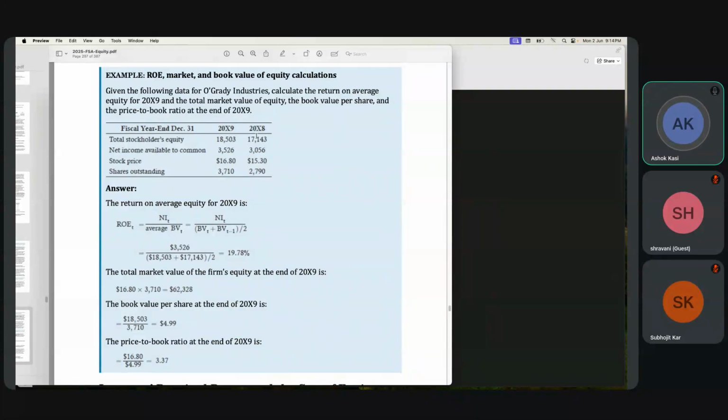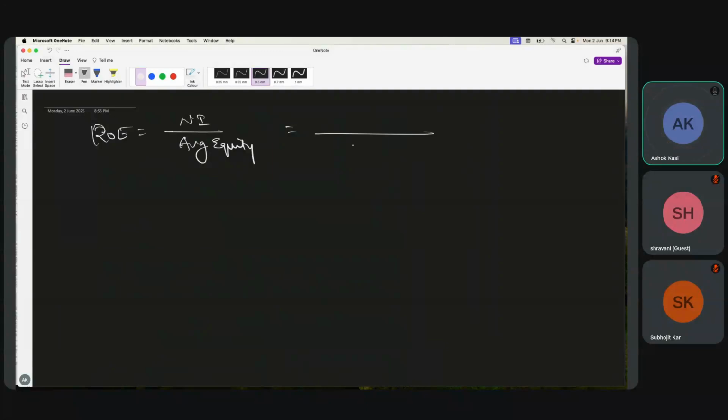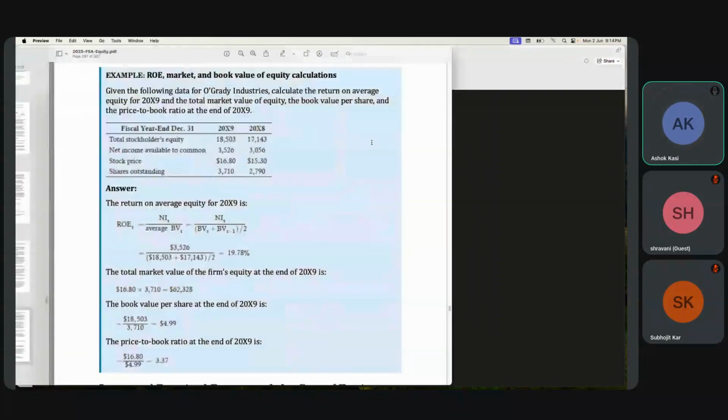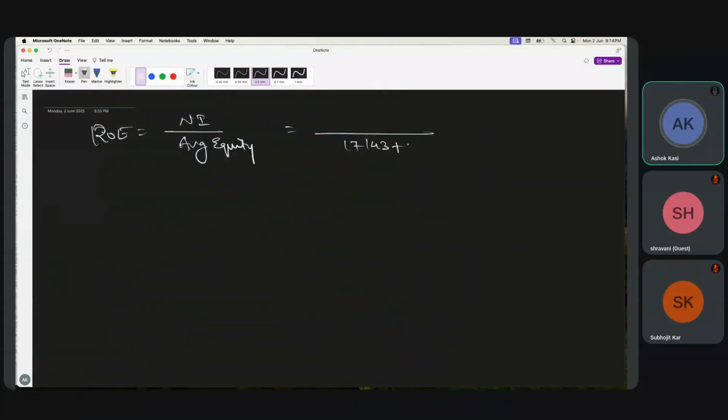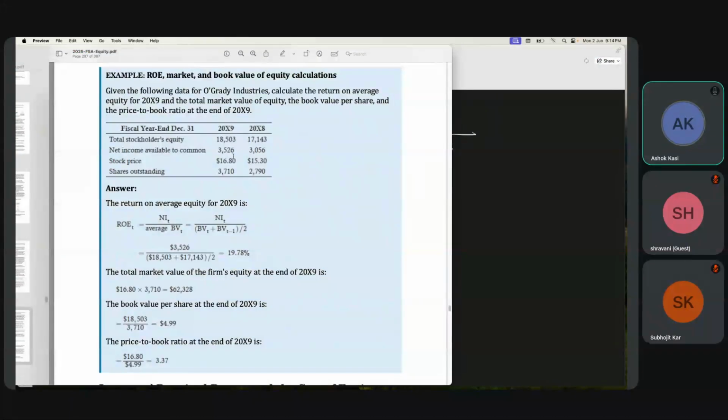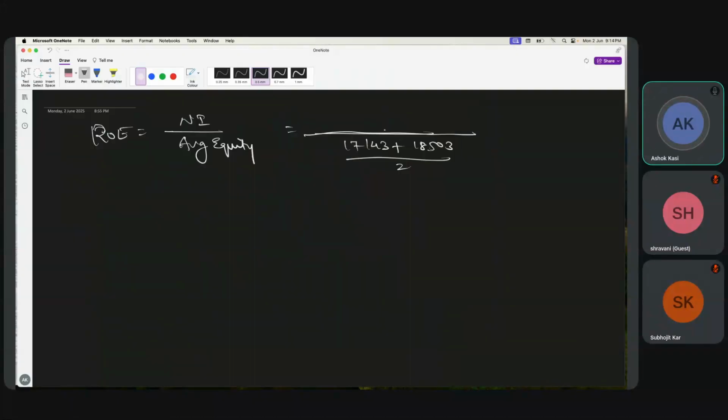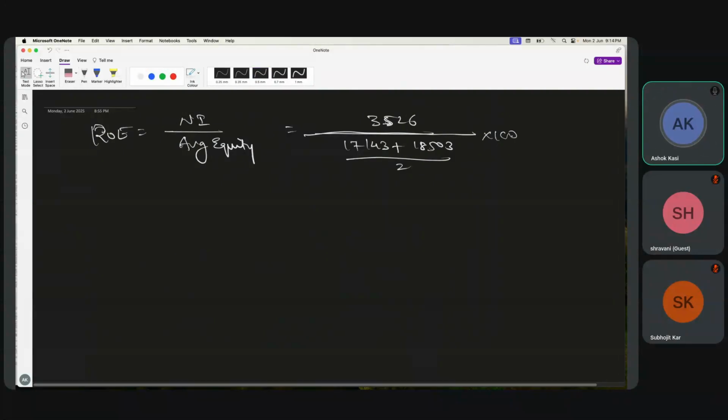So average of equity is 17,143 plus 18,503 divided by 2. Net income is 3526. Just calculate this, multiplied by 100, to convert the return on equity into a percentage.